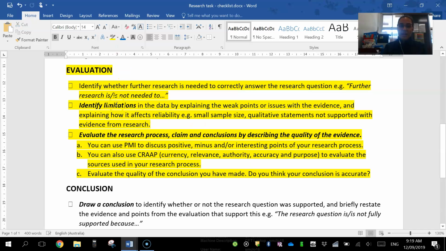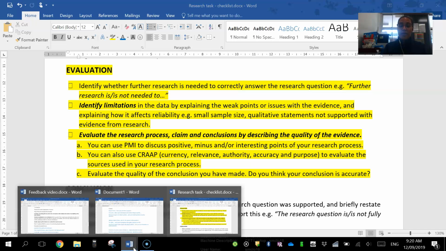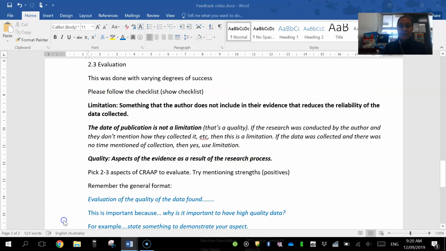Now, if you have a look here, identify limitations. It's the weak points within the evidence, how it affects the reliability. So small sample size, qualitative statements, no quantitative data. So that's maybe a limitation. If you cannot work out how the author worked it out, then that is a limitation. So something the author does not include in their evidence that reduces the reliability of the data collected.